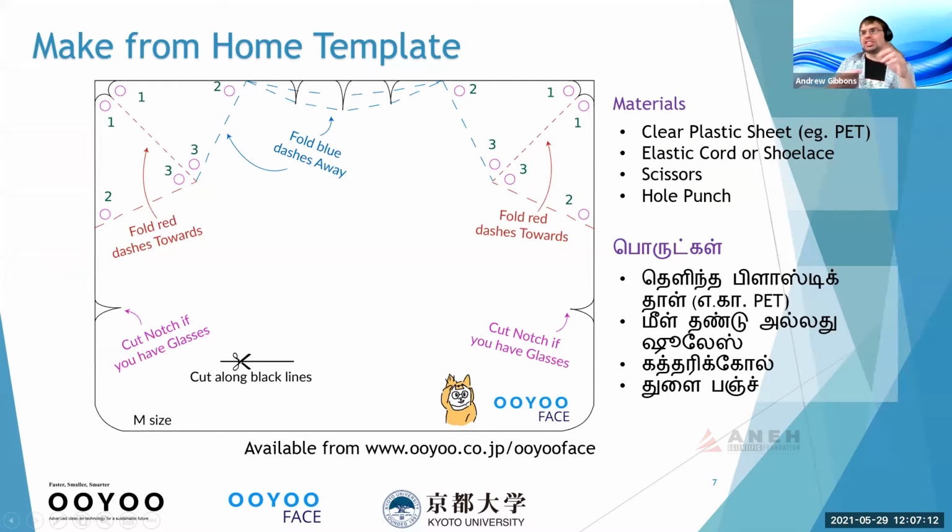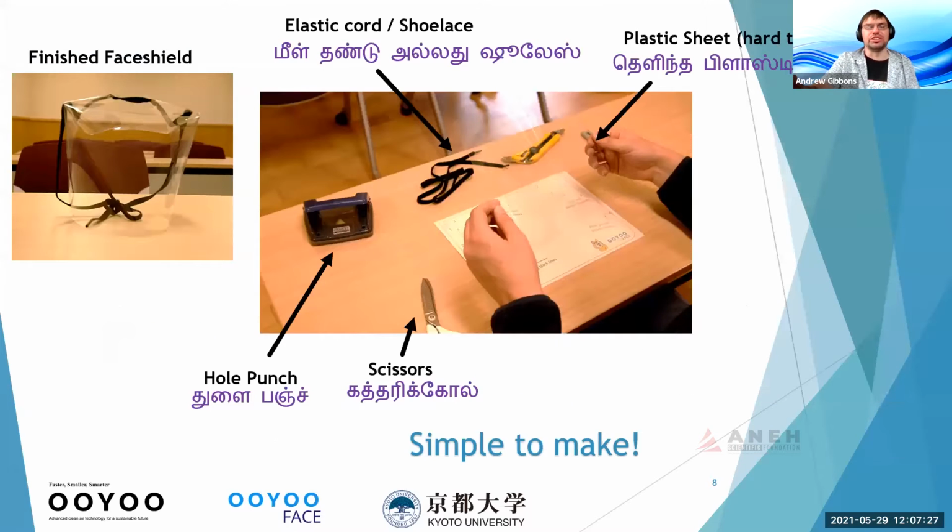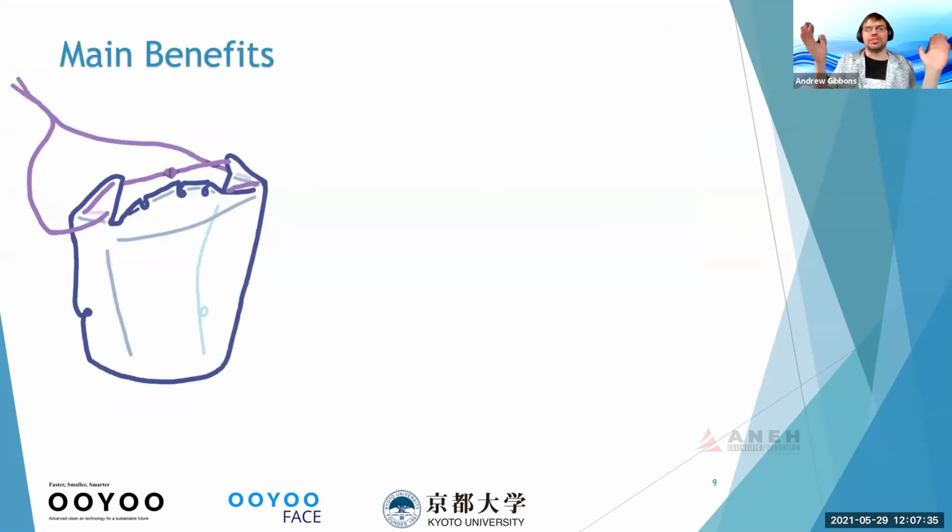So all you need is a clear plastic sheet, some elastic cord or shoelace, possibly some scissors and a hole punch. And that's basically all the materials that you need to make this. So as shown here, this is all you need to make it, on the table there. And we had some specific goals in mind for making this face shield. So one was to make it low cost.